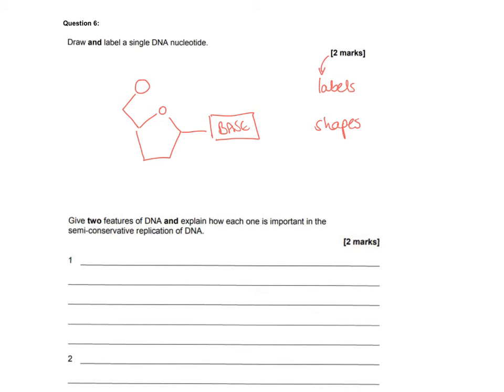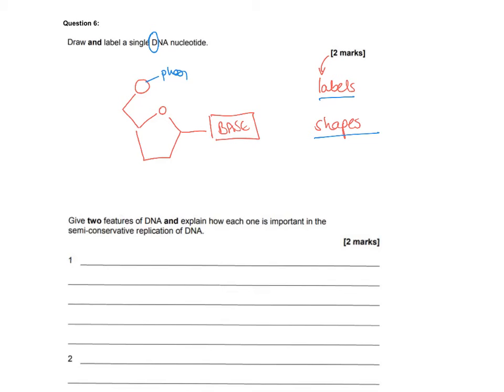Okay, for this question, number 6, we wanted you to draw and label a single DNA nucleotide, and I would just circle the D there because a few people misread it. So your marks here are for the labels and for the shapes. I've drawn the shapes for you, so we should have a pentagon, a circle for the phosphate, and a square for the base. And we need them to be connected in the manner that I've shown in the correct shapes and positions. And then we just need to label those.